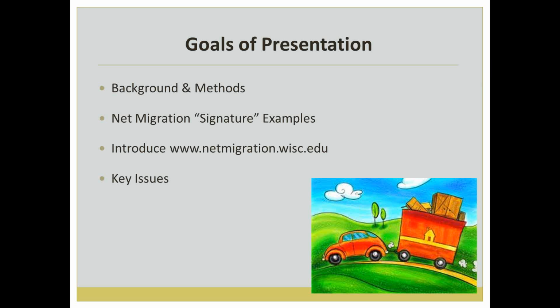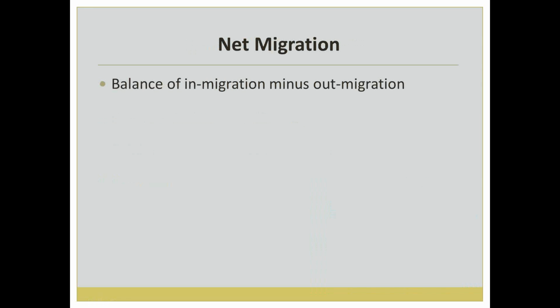So I'll begin this presentation by providing some background on the production and use of net migration data. And I'll show some examples of key age-specific net migration patterns that we commonly see for specific types of counties. This is what we'll refer to as net migration signatures. Then I'm going to turn it over to Catherine, who will give a tour of the website and discuss some of the key issues to keep in mind when we're working with these data. And I should mention, too, that you can access this website at www.netmigration.wisc.edu at any time. It's publicly available.